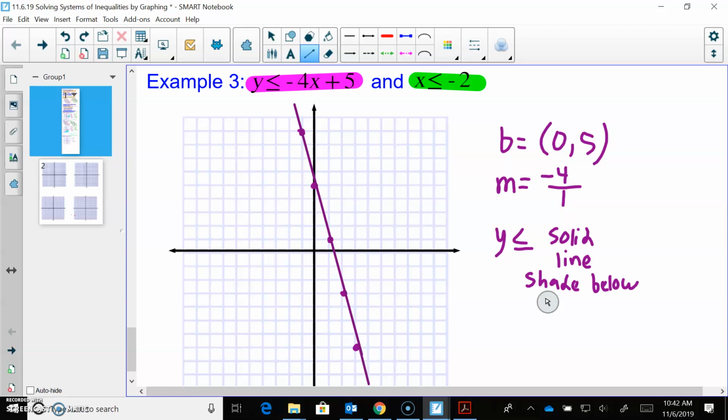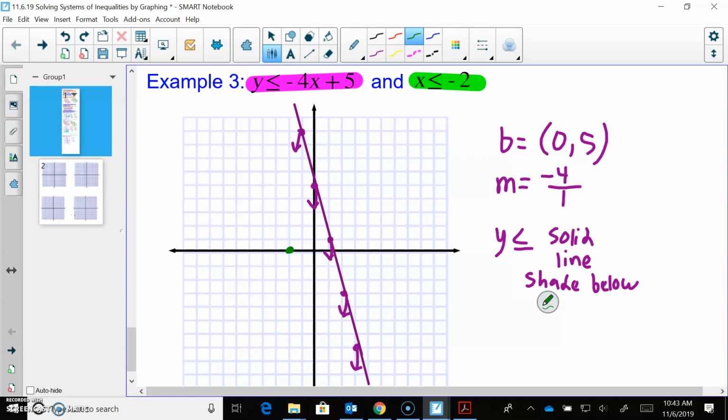Okay? So that takes care of that, but now I've got to figure out which way I need to shade at this point. And because it says shade below at each one of these dots, I'm just going to draw a down arrow because that means it's going to be below those dots. Okay? Now, x is less than or equal to -2. Because it's x and just a number, I need to go over on my x-axis to where -2 is, and it's right there. Okay?